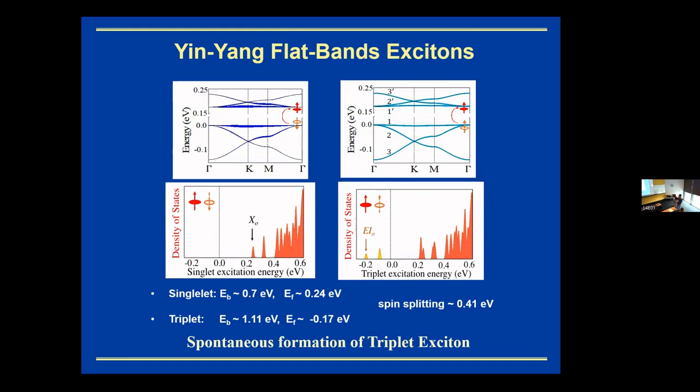But even more interestingly, if we look at the triplet, we find these peaks are below zero. That means the exciton has a negative formation energy, so they can be spontaneously formed by lowering the temperature in this quantum state, due to many-body interaction.